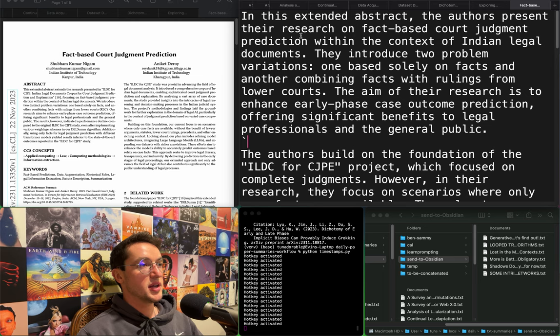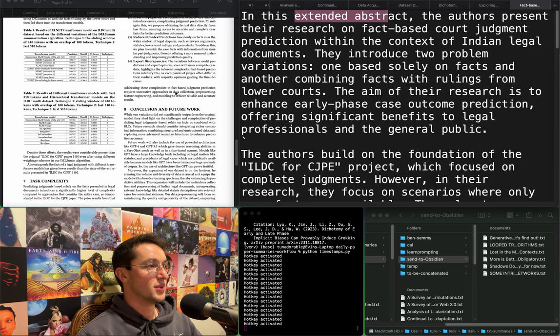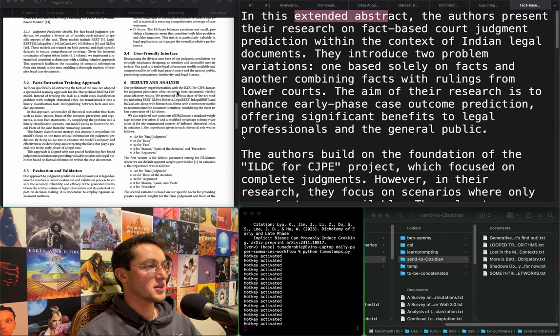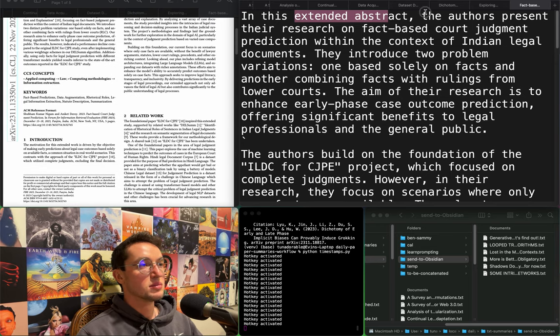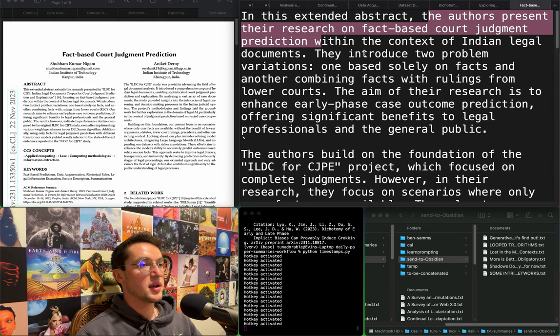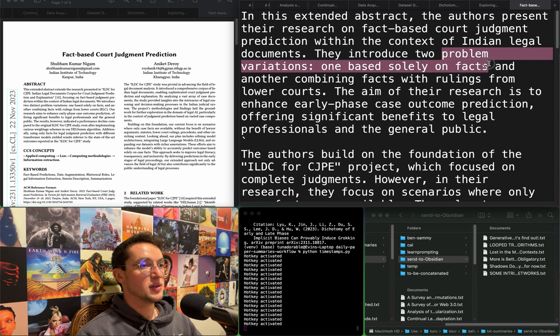Fact-based court judgment prediction. And this extended abstract is all it is. What? I guess it's an extended abstract. Present their research on fact-based court judgment prediction within the context of Indian legal documents. Introduce two problem variations, one based solely on facts and other combining. I don't care enough.